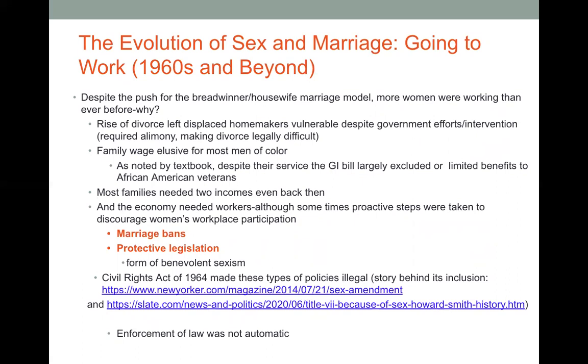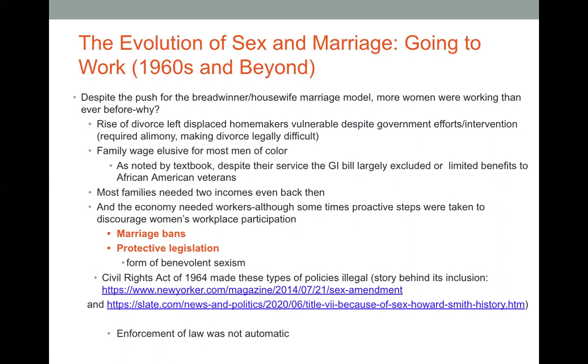Other signs that the 1950s were not the golden age that TV Nick at Night might lead you to believe: even with that push for the breadwinner housewife marriage model, more women were working than ever before, despite the breadwinner policies that tried to push women out of the labor force. Some women pushed back. They refused to go back to being solely in the private sphere, even if it wasn't financially necessary. Some women just chose to work.